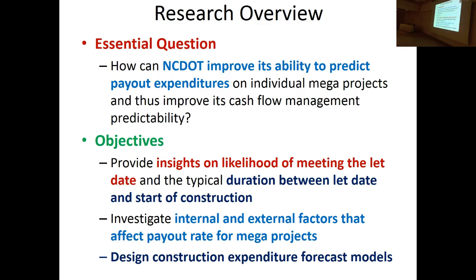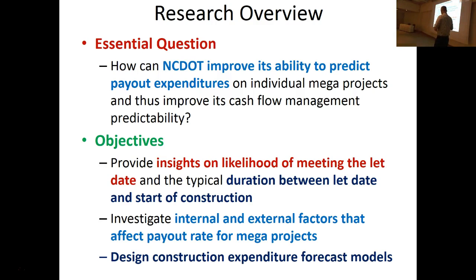I already mentioned some of this, but the essential question that the DOT gave us to start with was: how can the NCDOT improve its ability to predict payout expenditures on individual mega projects and thus improve its cash flow management predictability? They weren't so interested in smaller projects, and they have a lot of small projects. They were interested in predicting cash flows on their mega projects, and I'll define what mega means later on, because it means different things for different people.